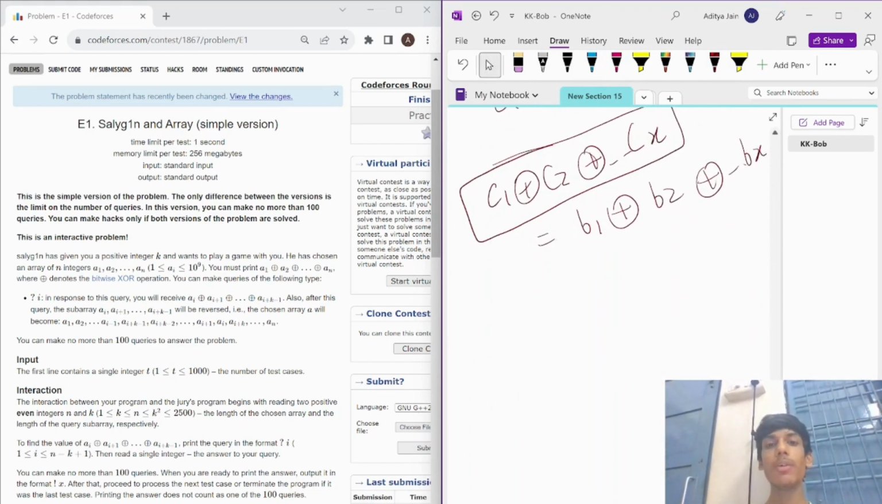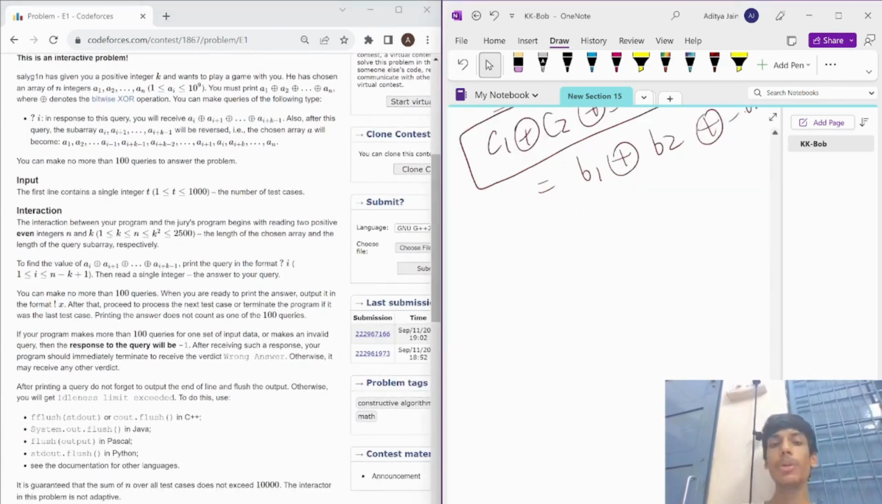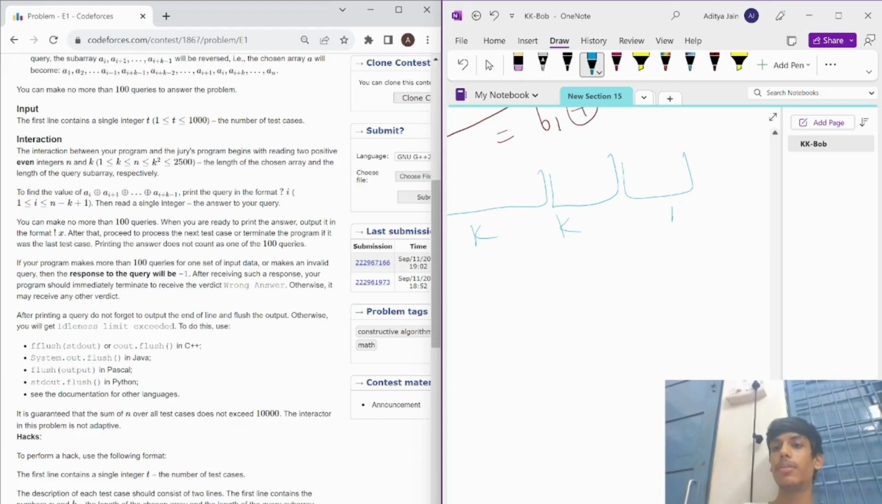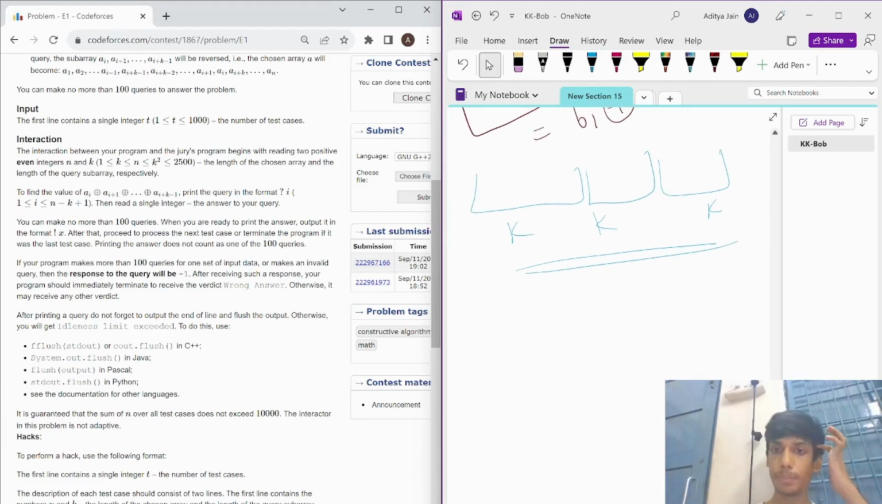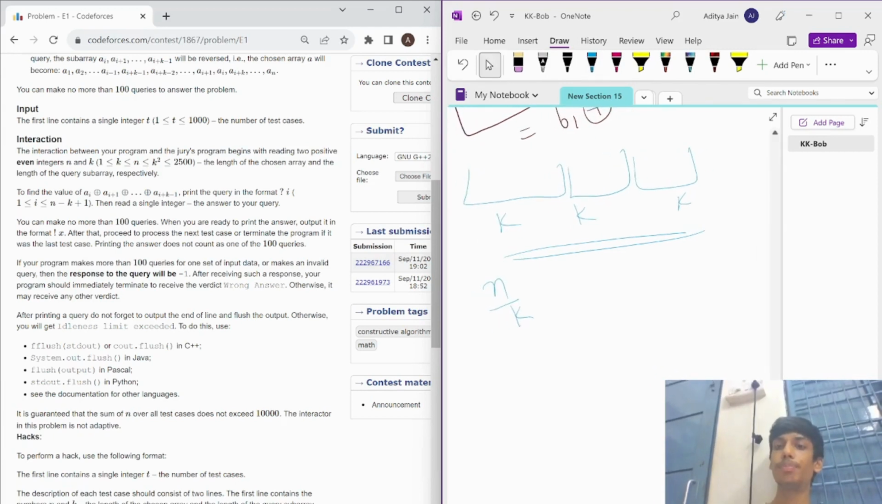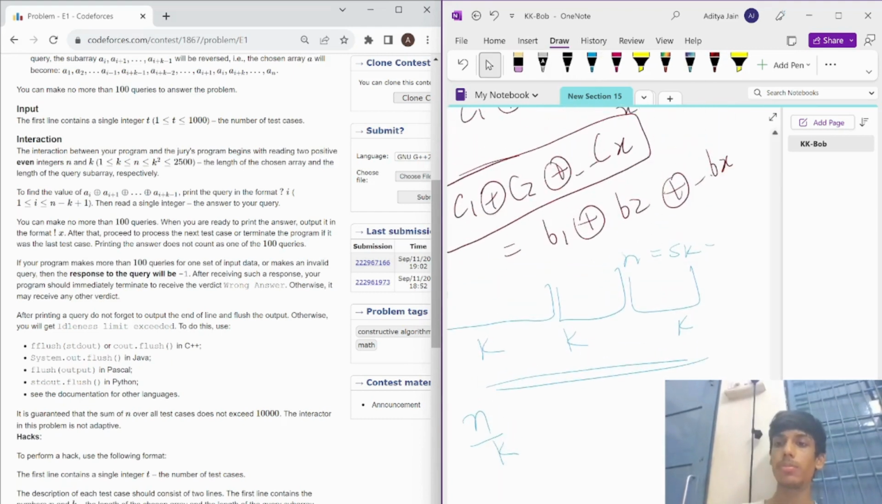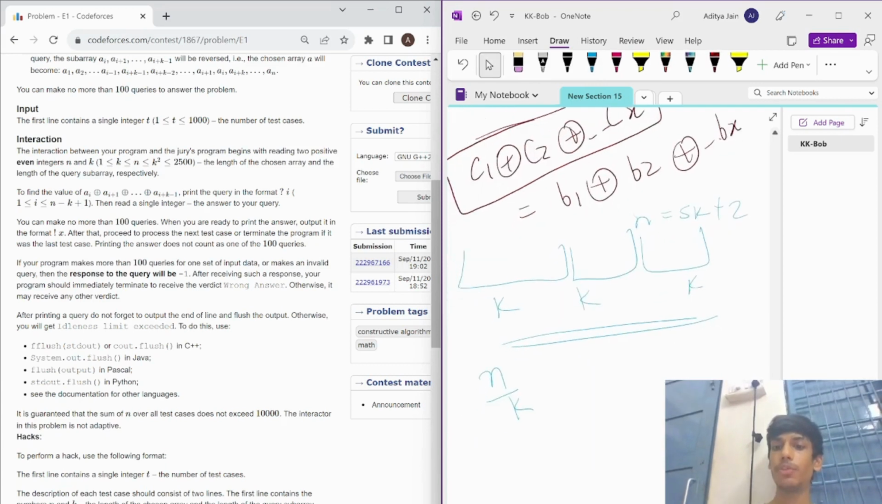Now you must be wondering how we can be sure that it's less than 100 queries. So what you are doing is, first you will find the XOR of all the k segments till you can find. How many queries will you need for it? You will need n by k queries for it. This is because, suppose n was 5k plus 2, for example.